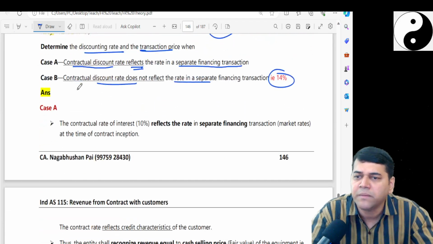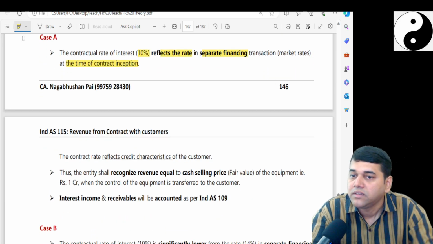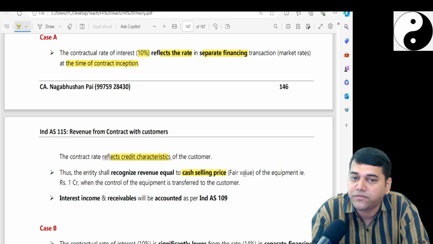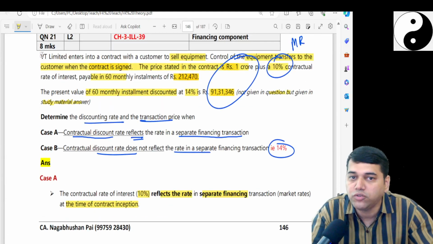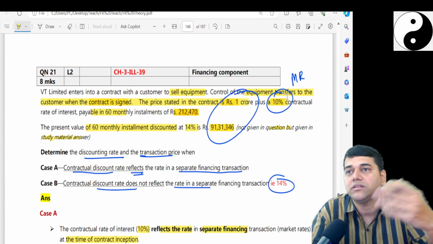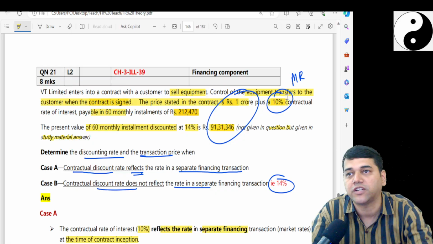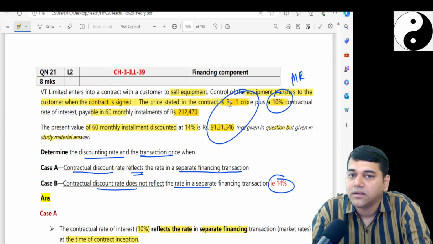Okay, this is another learning. The standard says that the contractual rate of interest reflects the rate in the separate financing arrangement at the inception of the contract. Thus, the contract reflects the credit characteristics of the customer. Thus, the entity shall recognize revenue equal to the cash selling price, the fair value of the equipment, that is 1 crore. If your contractual rate is equal to your market rate, what is the present value of all your future cash flows? It is equal to the cash price. Today, cash price is 1 crore.